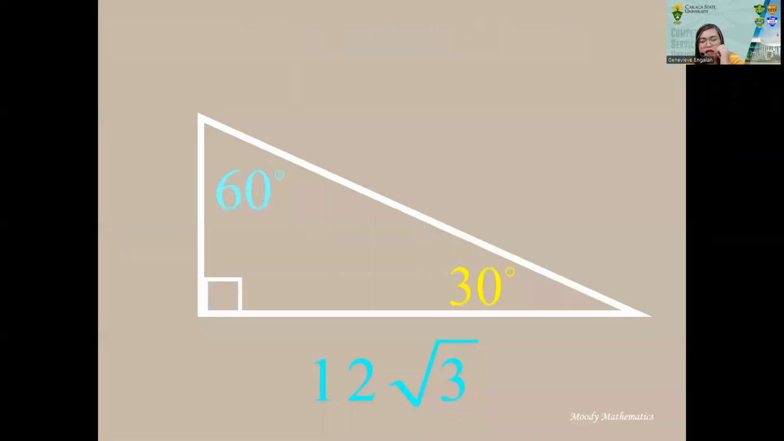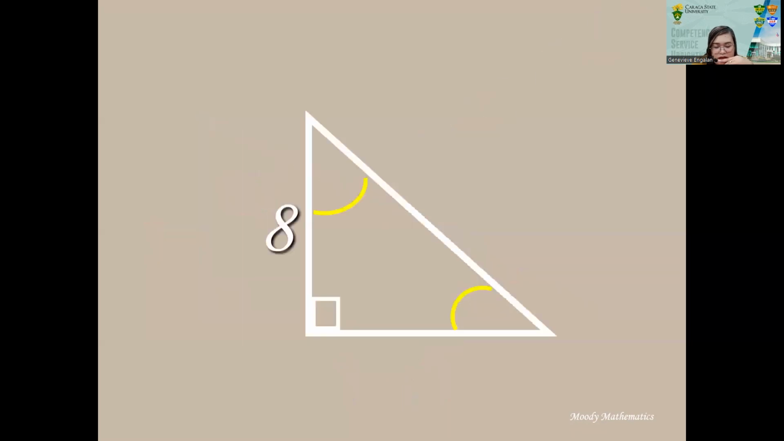Okay, let's have another practice. You have 30, 60, 90 nga triangle. If you have 12 square root of 3 nga longer leg, what is the shorter leg? 12. What is the hypotenuse? 24. Okay, paspas ta class. If you have kani 3 square root of 3, ang hypotenuse will be 6. Okay, how about this?